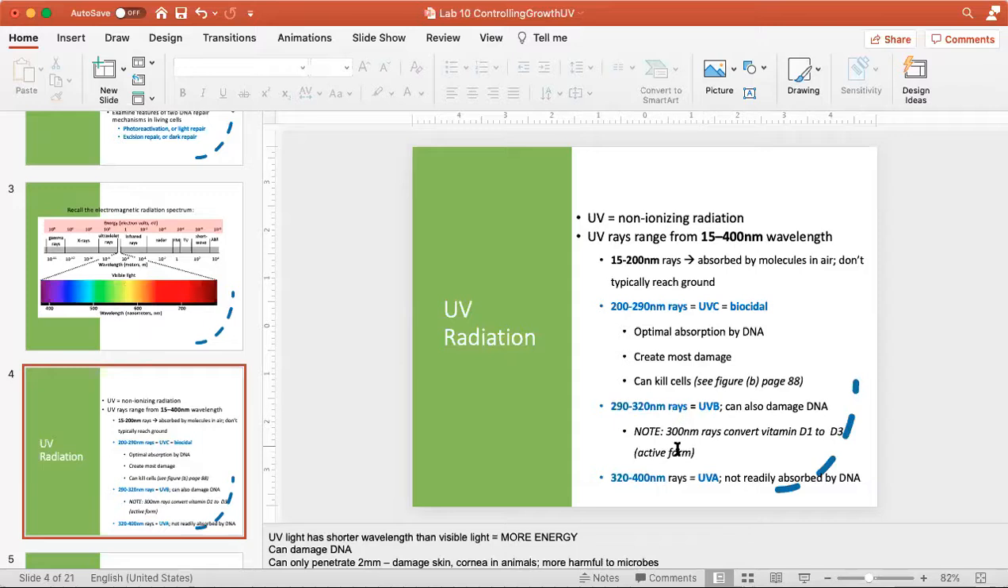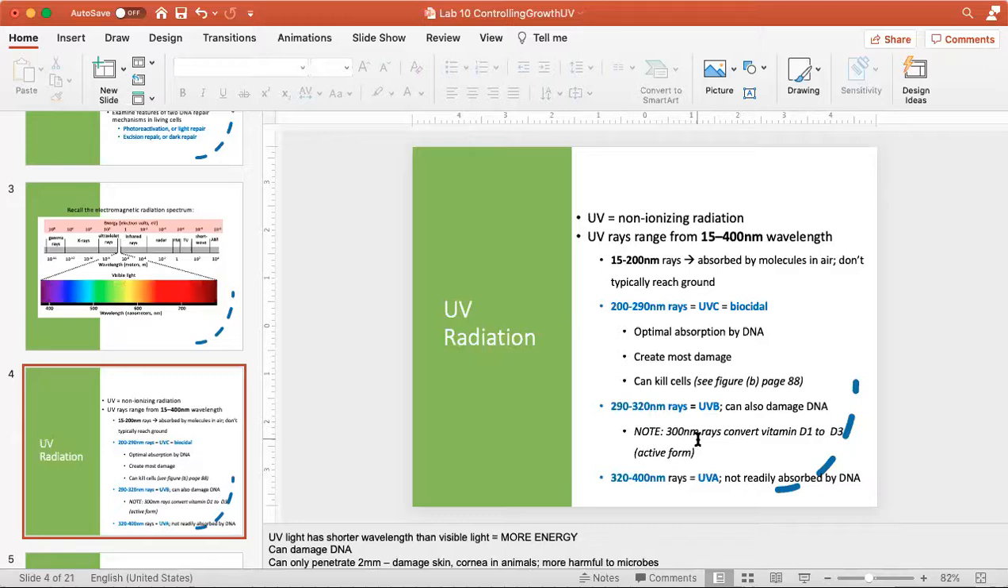Ultraviolet rays that are about 300 nanometers in wavelength are the type that help convert vitamin D1 into vitamin D3 in our skin. You might have learned about that in some of your earlier courses. Ultraviolet light can help create active vitamin D in our skin. You need about 15 minutes of exposure each day in order to make your own active vitamin D3.